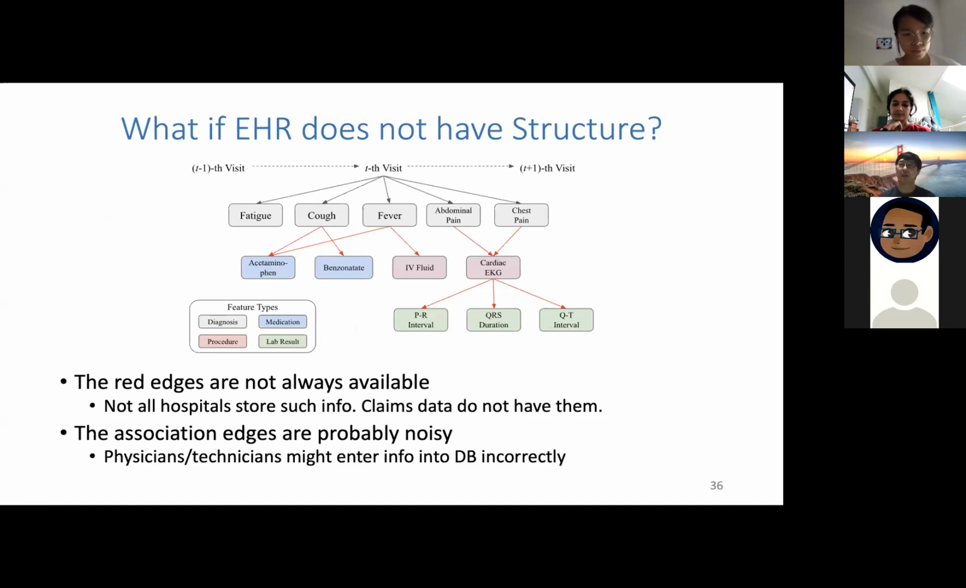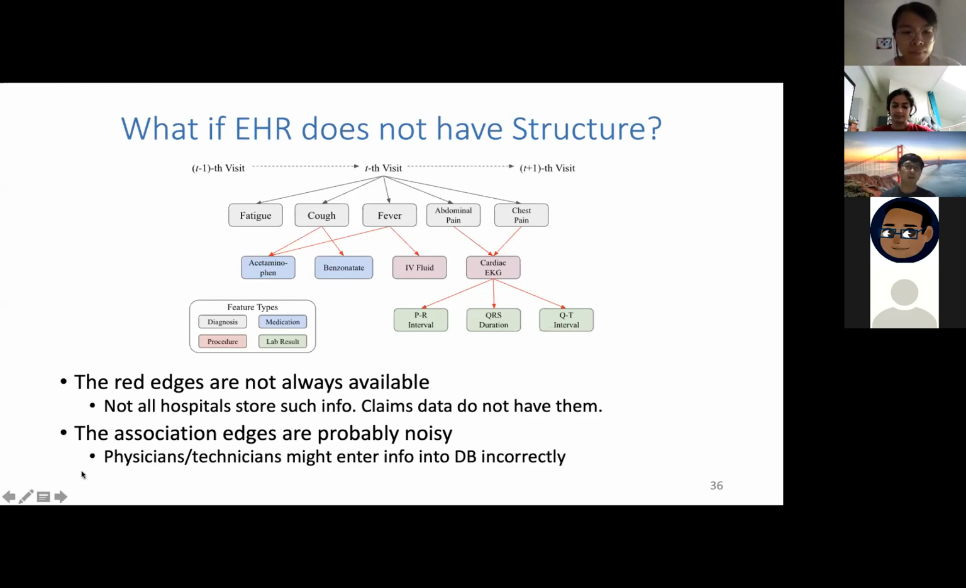For example, open source data sets such as MIMIC or eICU don't contain red edges, and claims data obviously wouldn't contain those edges. I've seen many examples of EHR data sets when I was working at Google, and I think only one data set contained these red edges. So it's a pretty good idea to try to generalize the previous MIME approach so that you can use it in most cases.